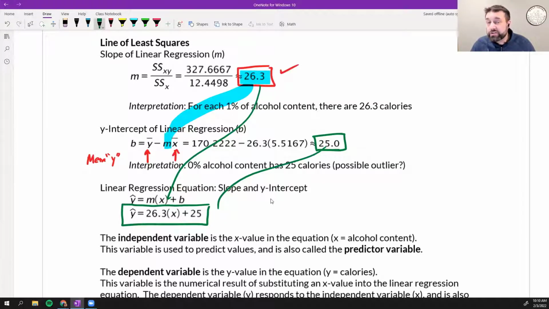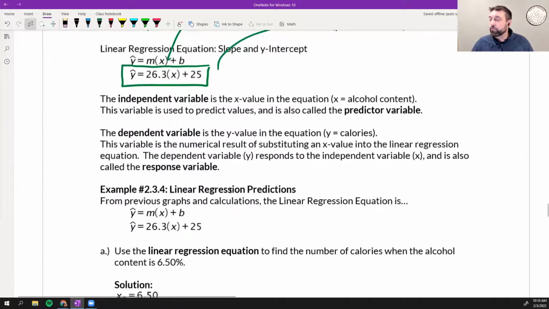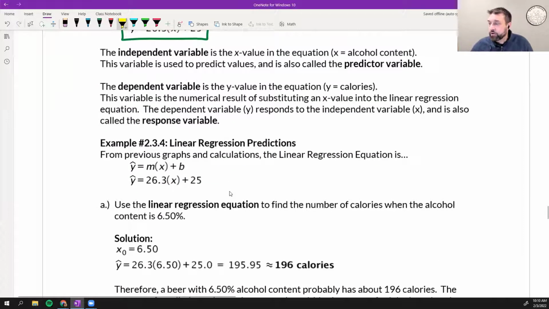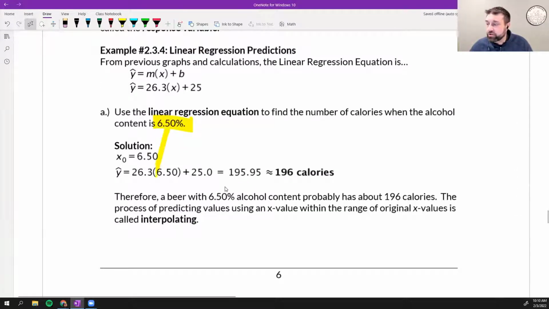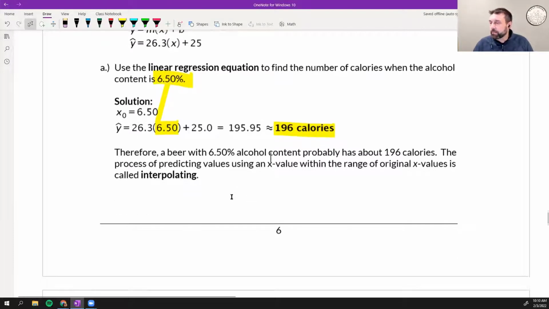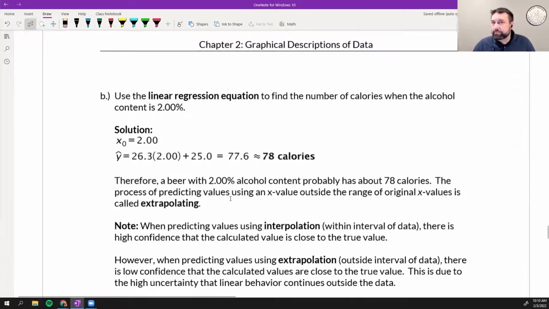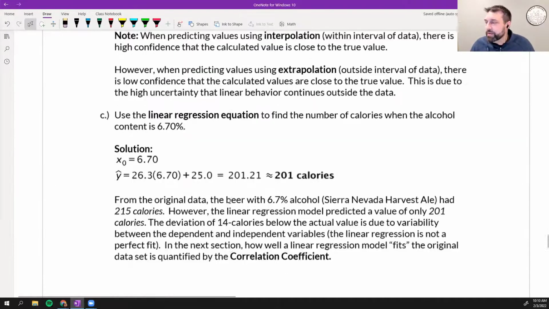Great. Now we can use this line of best fit, this model, to make predictions about other beers that we sample. So if we go out and grab a beer off the shelf and we notice that it has an alcohol content of 6.5, we could plug that into our model and make the prediction that, according to our model, that beer should have about 196 calories, based on the model that we created from the 9 beers that we sampled, okay? And so this is an important activity to be able to do.